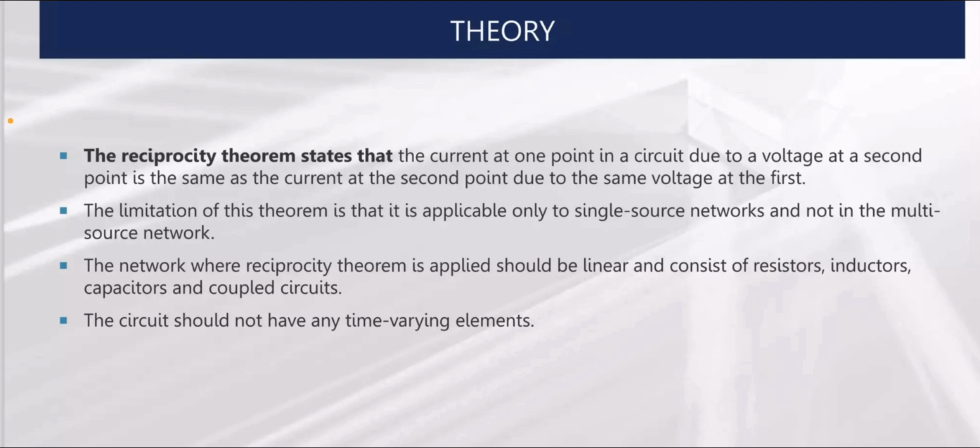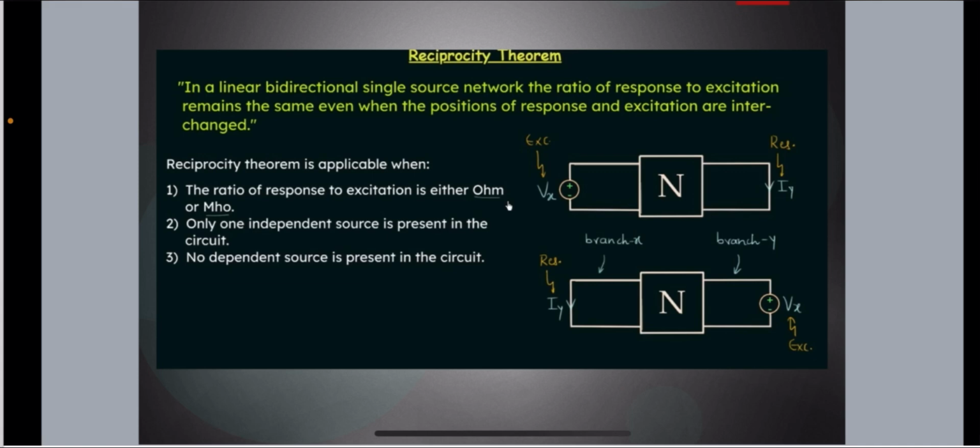The network where the reciprocity theorem is applied should be linear and consist of resistors, inductors, capacitors and coupled circuits, and the circuit should not have any time varying elements. And the statement of the reciprocity theorem is: in a linear bidirectional single source network, the ratio of response to excitation remains the same even when the positions of response and excitation are interchanged.